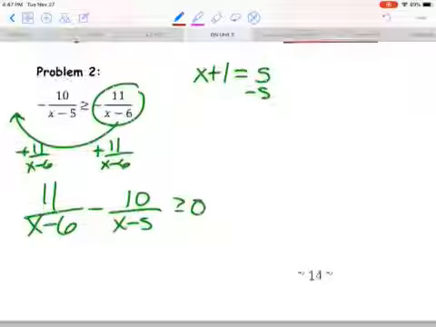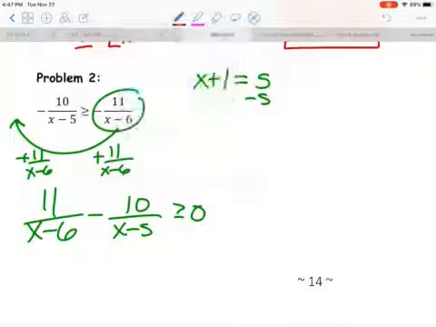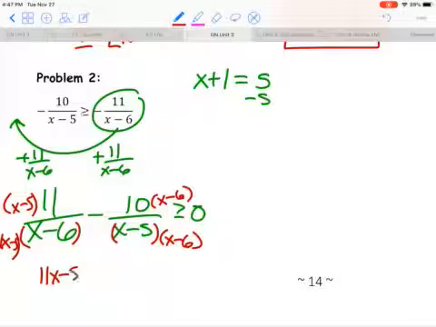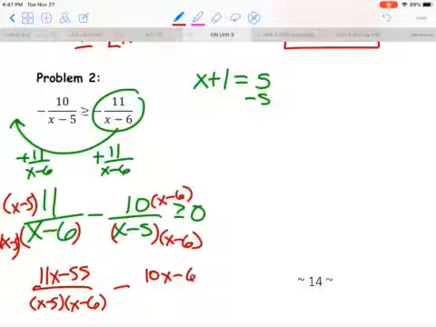Okay, looking at problem number 2. This one, again, is pretty straightforward. We just need to make the denominators be the same. So this one is still missing an x minus 6, and this one is still missing an x minus 5. So we get 11x minus 55 over those 2 parentheses, minus 10x minus 60 over those 2 parentheses.